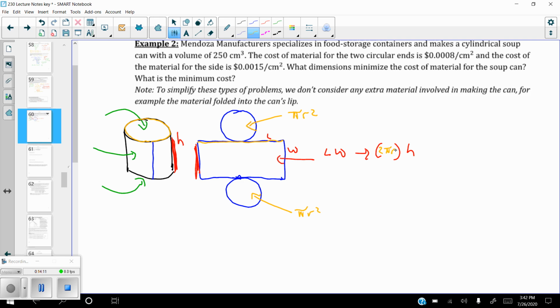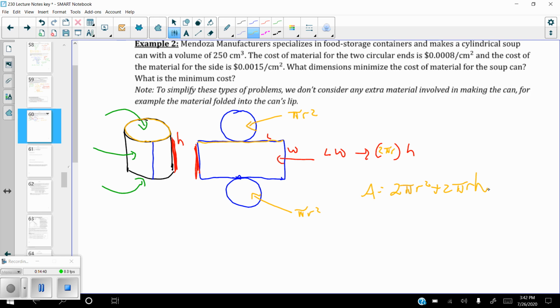So I know that all of the area is all of these things added up. My area is going to be a pi r squared on the top and a pi r squared on the bottom, so I've really got two of them. And then I've got this 2 pi r times the height, h. Okay, we still have not gotten this down into one variable, so we need to come up with something else that lets us get this to one variable.